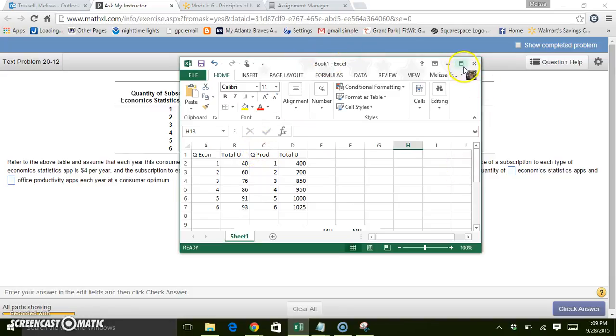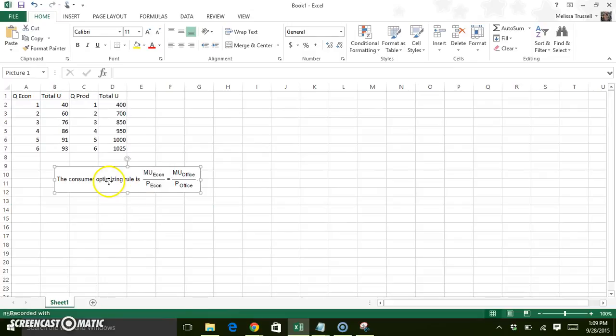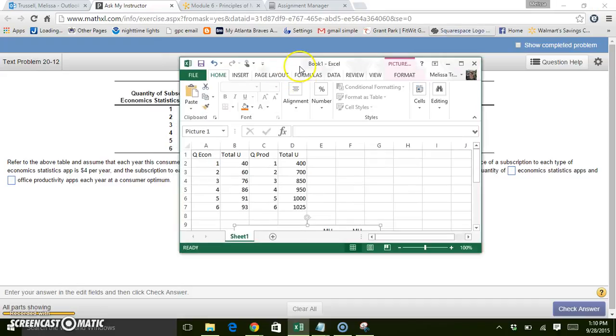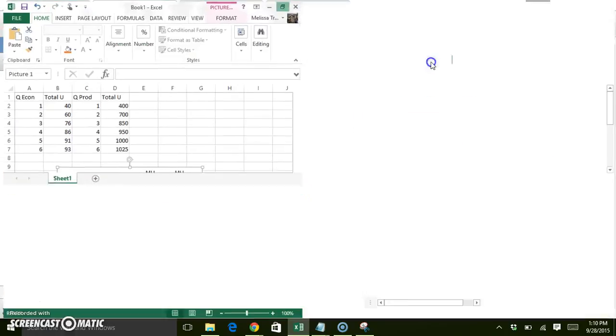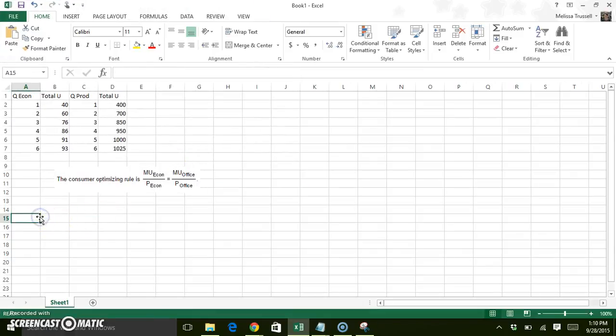So we need to remember, and I have it down here in my Excel, that the consumer optimizing rule is that we want our marginal utility for one product over the price of that product to equal the marginal utility for the other product over the price of that product. And the other rule that I don't have written down here is that we have to exhaust the entire budget. So this person's budget, it said, was $164 a year. So I'll type that into my Excel spreadsheet just so I remember it. Down here, our budget is $164.